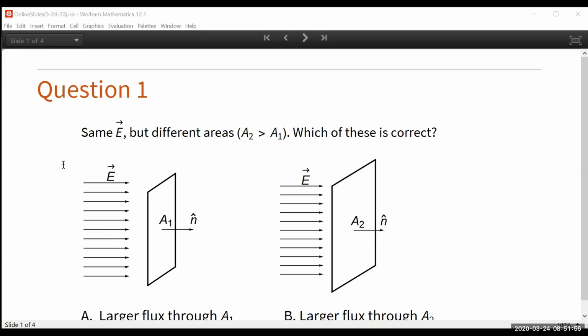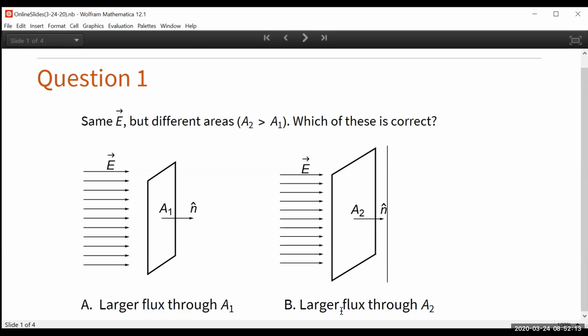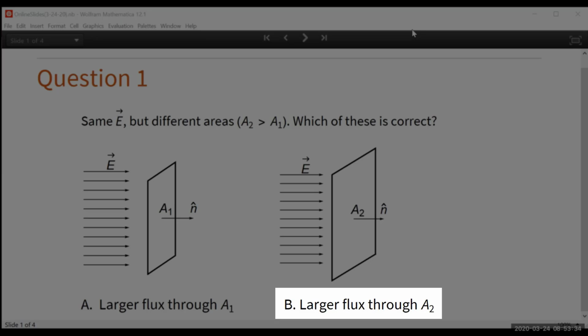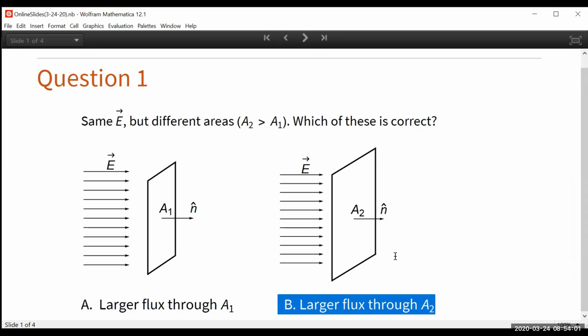Assume that in each of these two figures, the electric field is passing through this area. But the areas are different. A2 is actually larger than A1. My question is, which of these two is correct? Is choice A correct or choice B correct? Turns out B is the correct answer. The idea is that if you have a larger area, more of these lines will cross that area. So remember that.